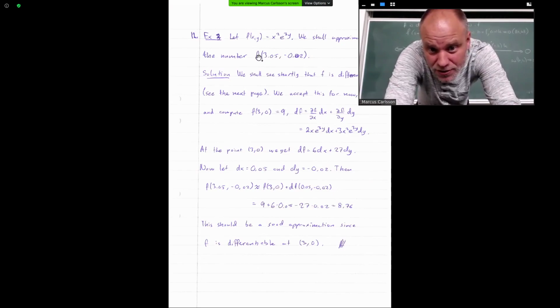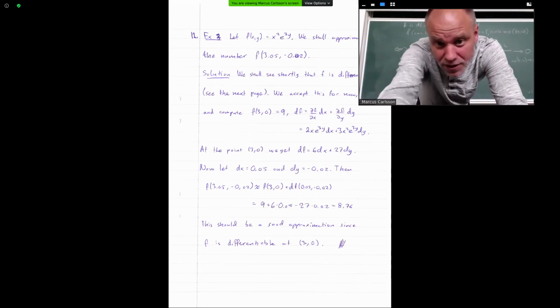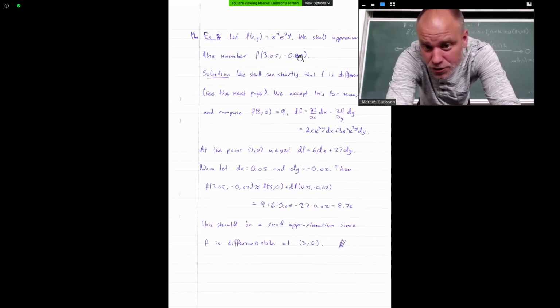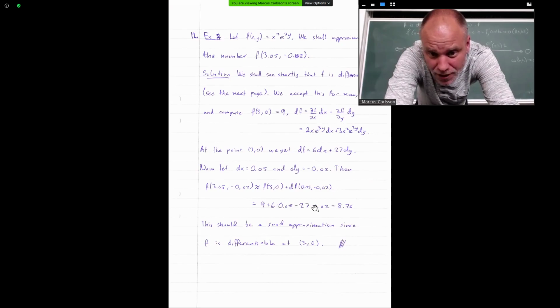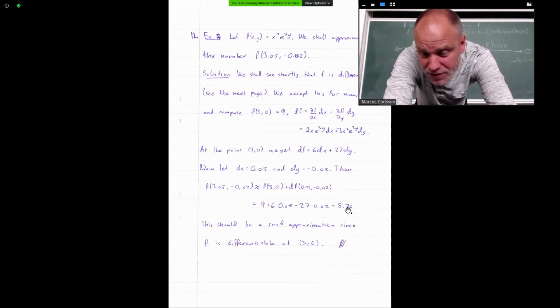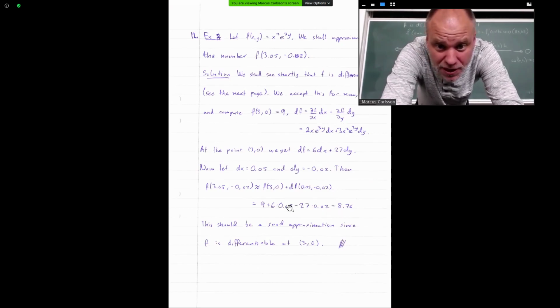So in this case, f at (3, 0) is 9, and then you compute the derivatives and so on. You insert, so here you are at 0.5, your little h is 0.05, your little k is minus 0.02, and you insert them in the linear approximation, and you get some number. So instead of 9, which is the function value, you get 8.76. So there are exercises along these lines, but I'll let you read this also for yourselves.